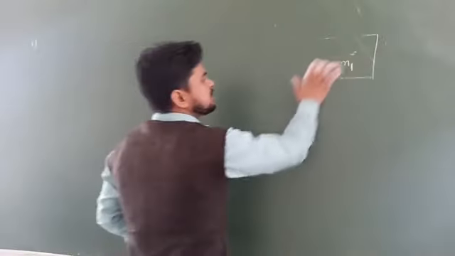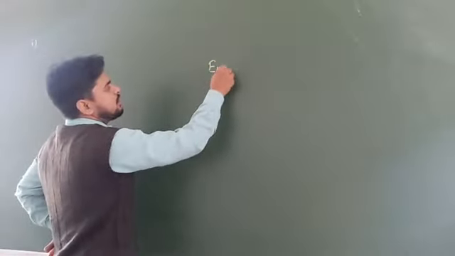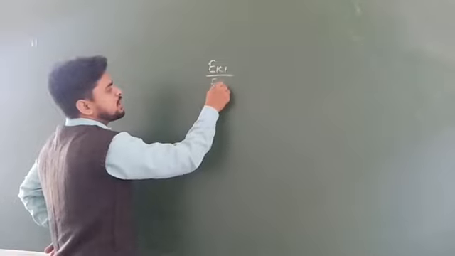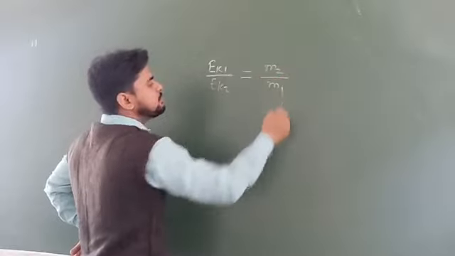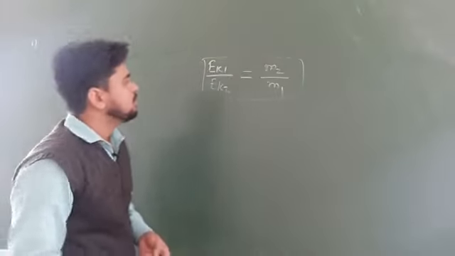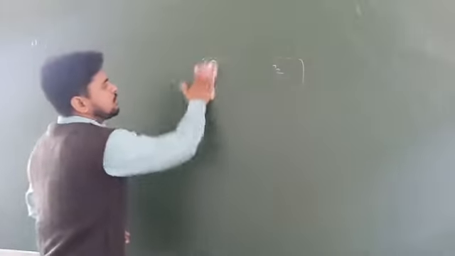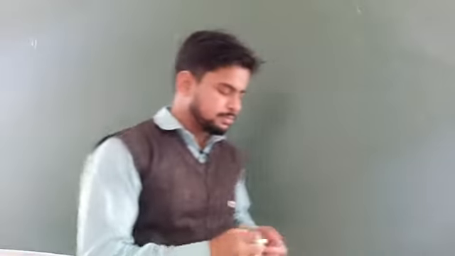Now here we have supposed that there are two objects of different masses having the same momentum, and we have derived that the ratio of the kinetic energy of the first object to the kinetic energy of the second object equals the mass of the second object divided by the mass of the first object. This is the relation that we have already derived. Now let us say there are two objects of different masses, but they have the same kinetic energy. Then what can we say about their momentum?